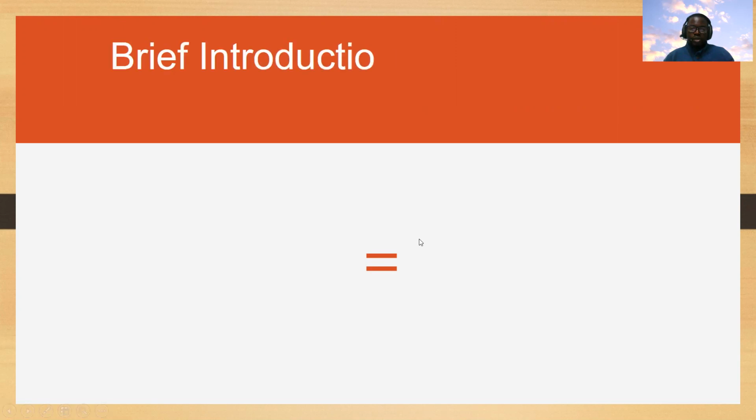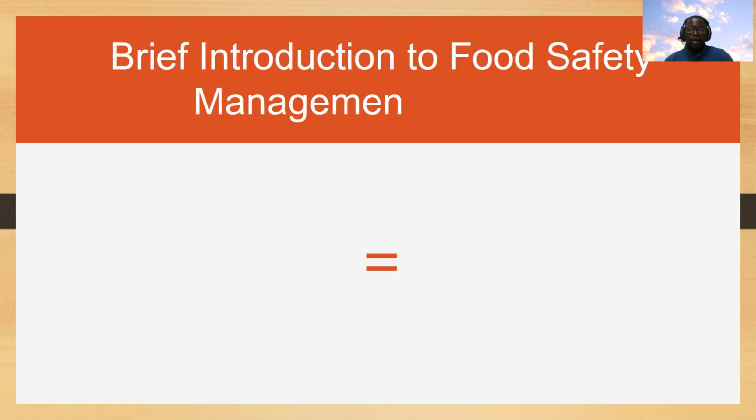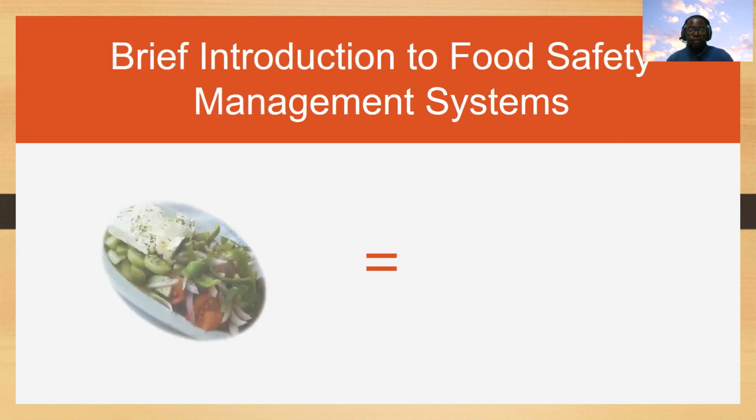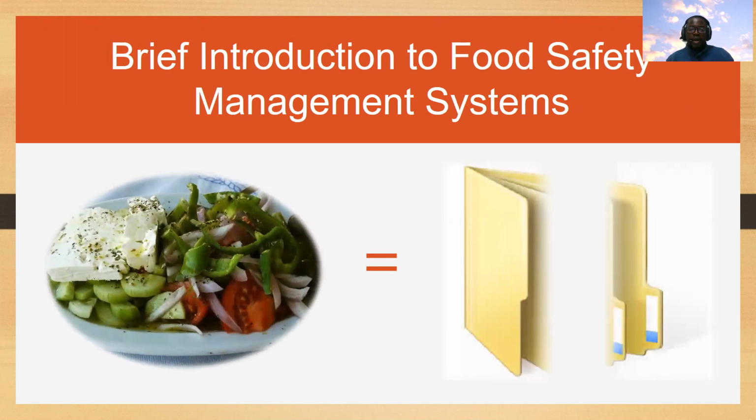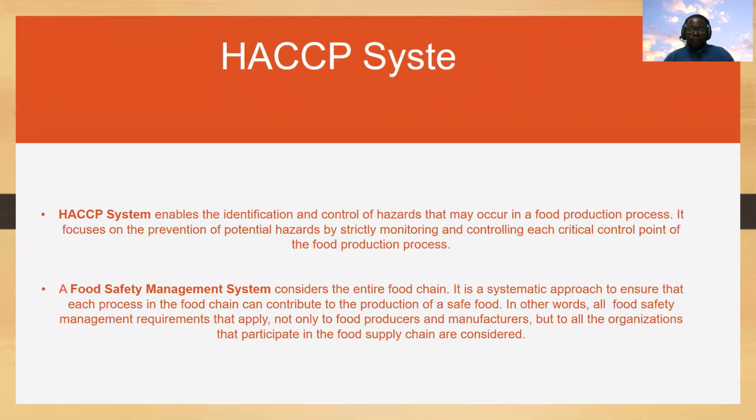Good day, everyone. Today we are going to be doing a brief introduction of two food safety management systems. Before we go any further, we just need to differentiate a HACCP system from a food safety management system. What is the difference? The most fundamental difference is that when you are looking at the HACCP system, you are looking at hazard identification and control of hazards to ensure the production of a safe food.